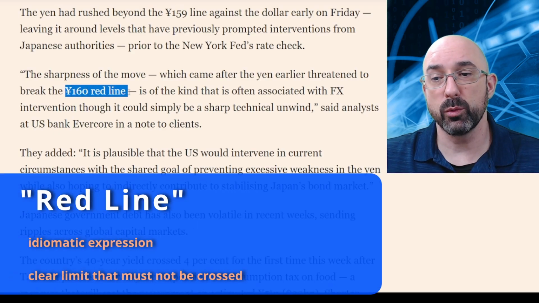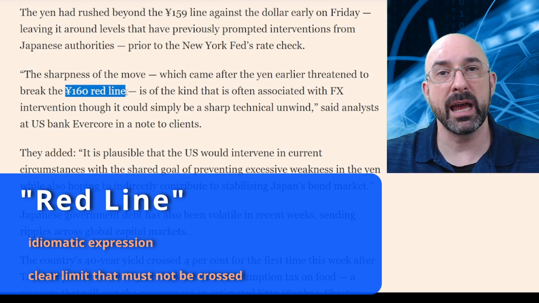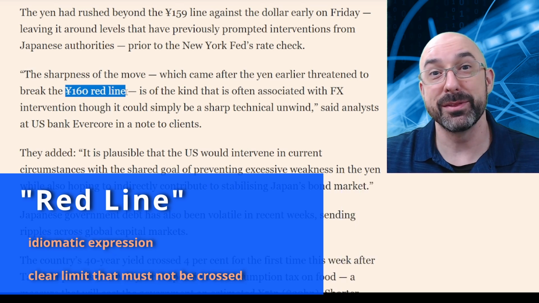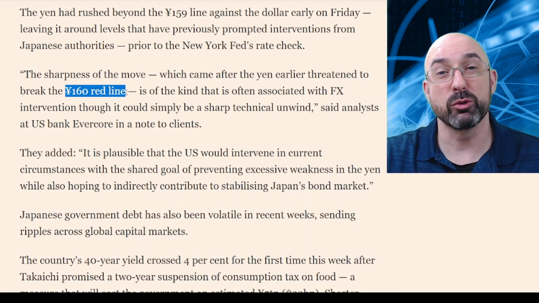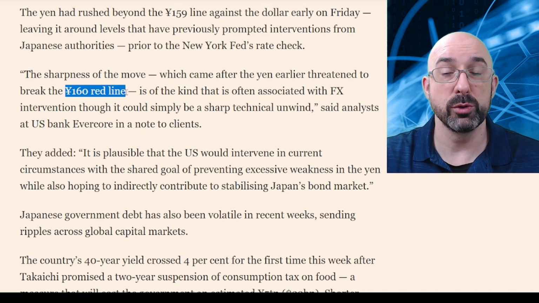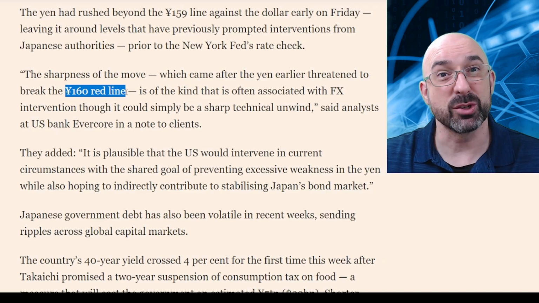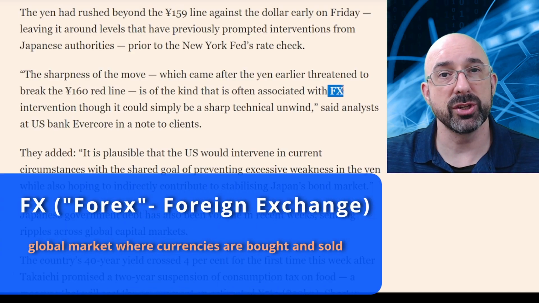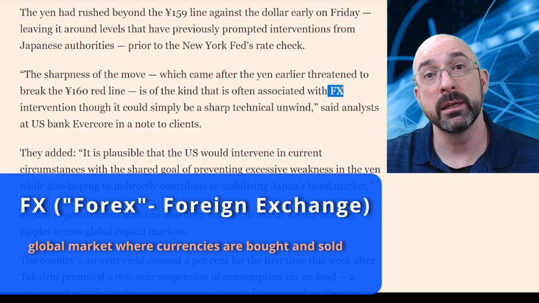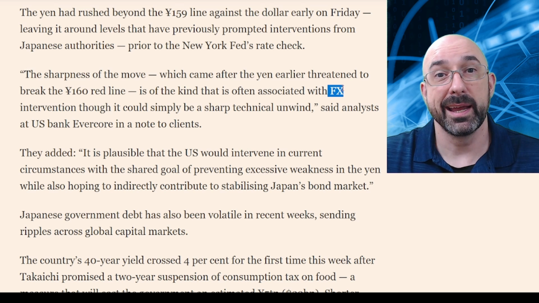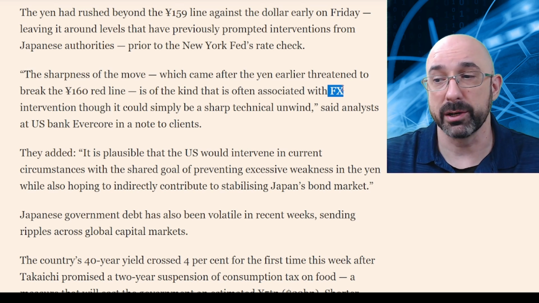That 160, the word red line, when you see it in business, red line usually means a line that you shouldn't cross, often referred to as the English idiom, a line in the sand. So it's a line that if you cross it, bad things can happen. So for the yen, 160 yen to $1 is the maximum they like. That's a red line. If it goes above that, then there are some serious issues. FX intervention. FX here stands for Forex. That's just where you buy and trade currency or money. FX traders, their job is to buy and sell currency. And so there's a whole industry that just buys and sells currency.